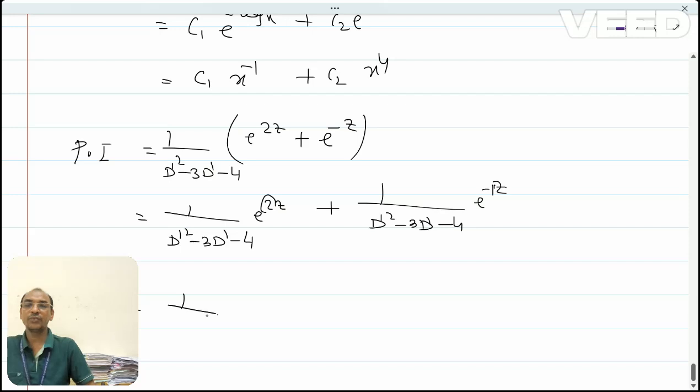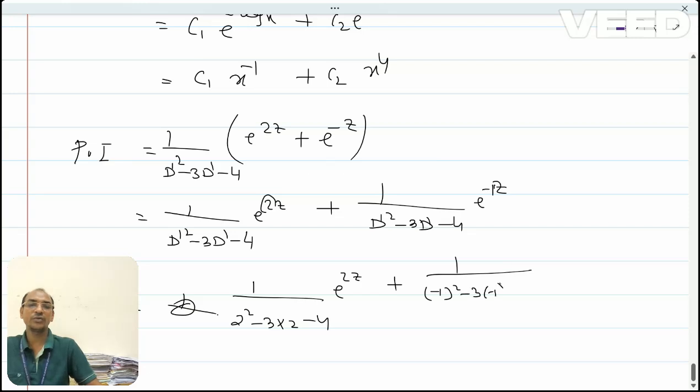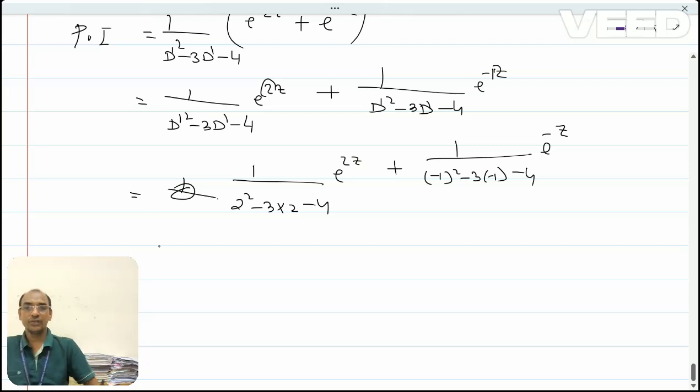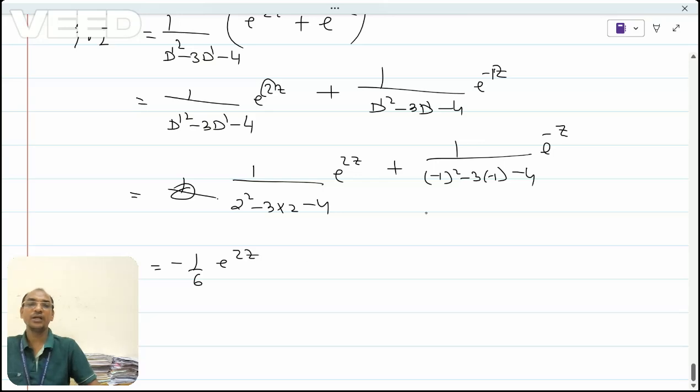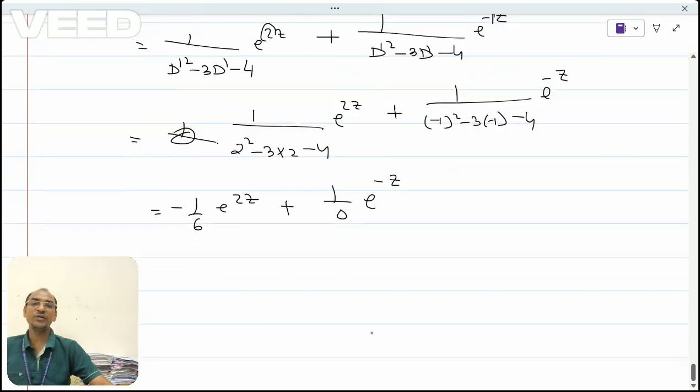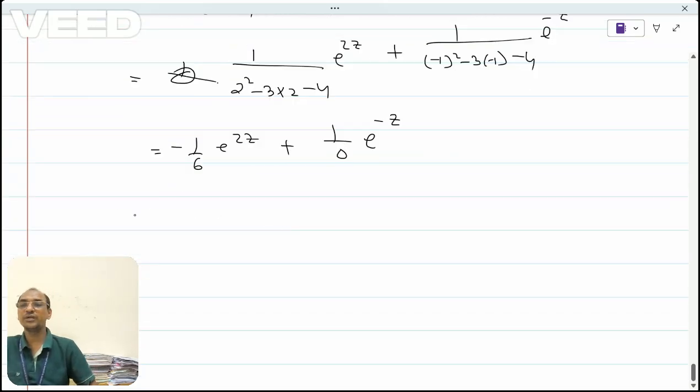So that means 1 by (2^2 - 3 into 2 - 4) e^(2z) plus 1 by, here we put D' equal to -1, (-1)^2 - 3 into (-1) - 4, e^(-z). Okay, so this one will be nothing but -10 plus 4 is -6, 1 by -6 e^(2z), and this one will be plus 1 by 0 e^(-z). So if the denominator is 0, don't stop there. You proceed a further step.